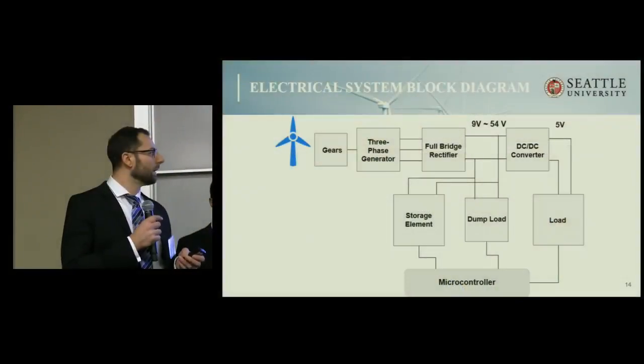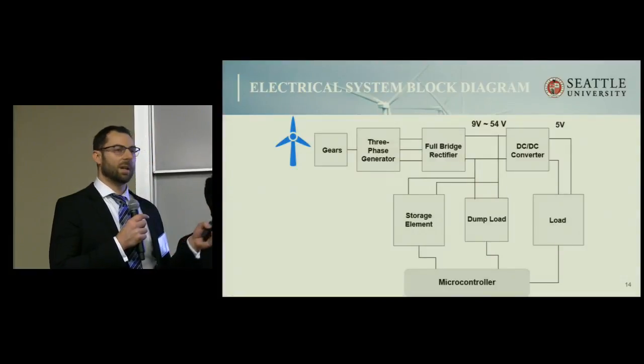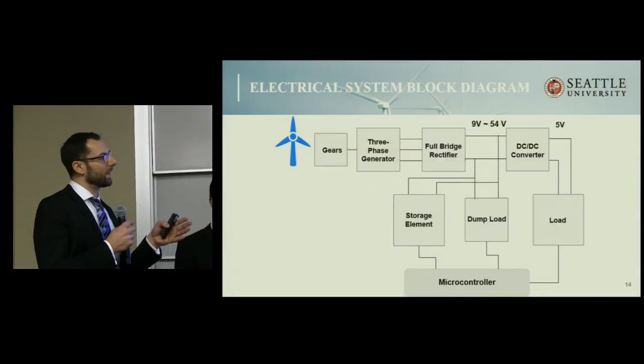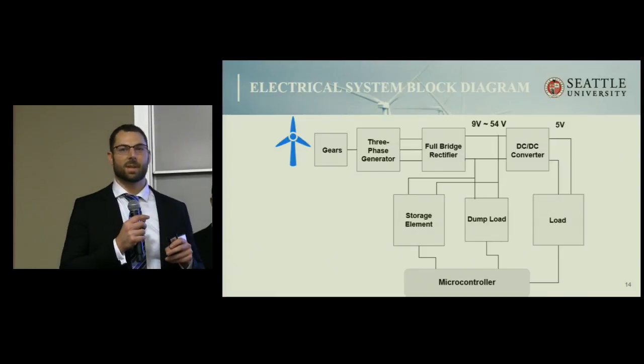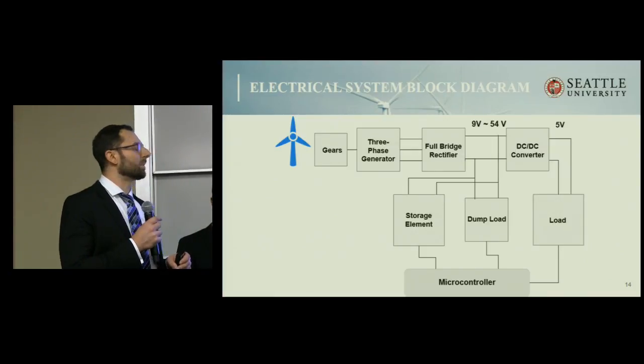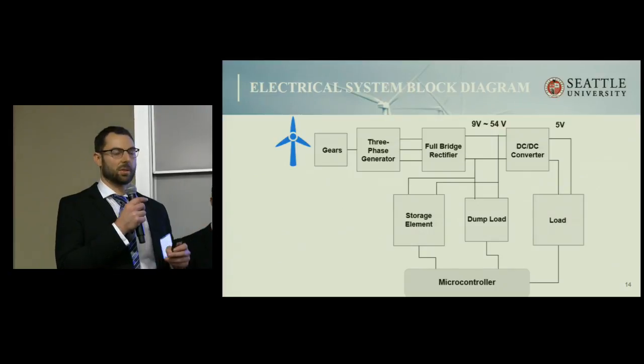The dump load is used when we want to shut down the turbine: we dissipate all the power through the dump load to safely apply a brake to the rotor. The storage element device is needed for when the load demands more power than the wind is actually making available.